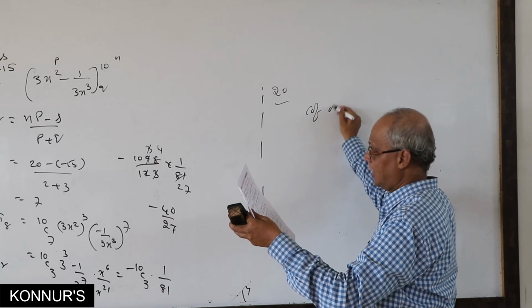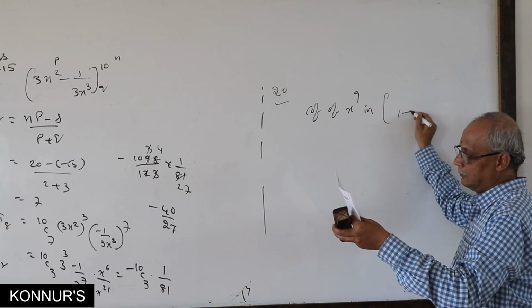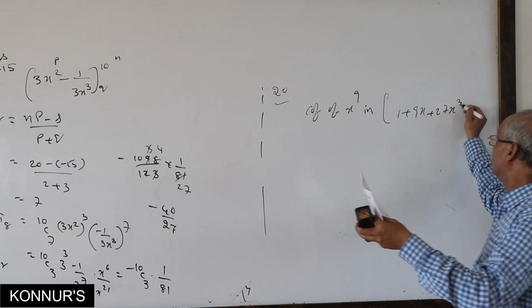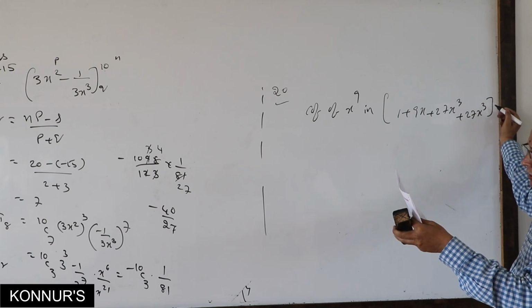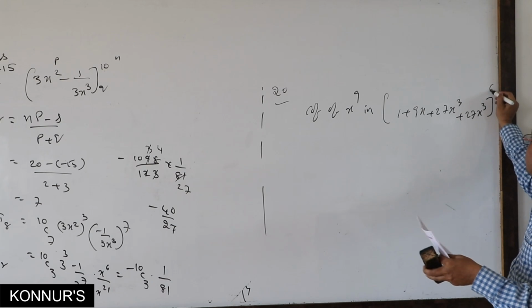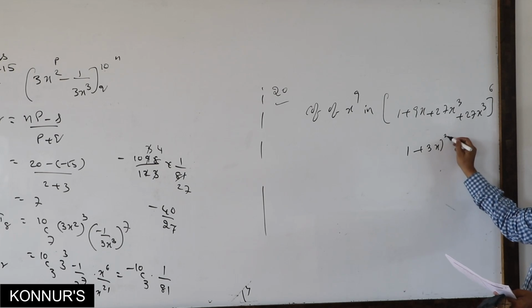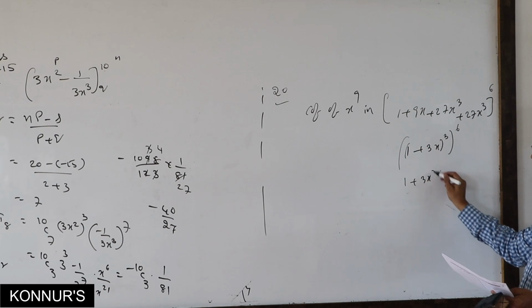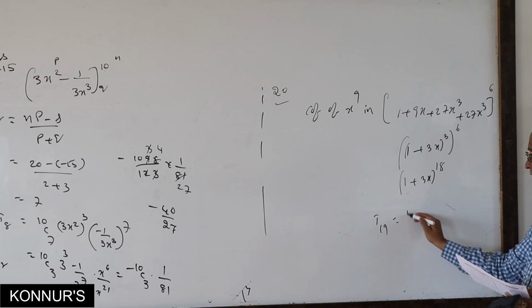Find the coefficient of x power 9. This also was covered in the last class. Yes, I gave it. How can we finish? This is (a plus b) whole cube and whole power 6. So (1 plus 3x) whole power 18. Then write down the general term.